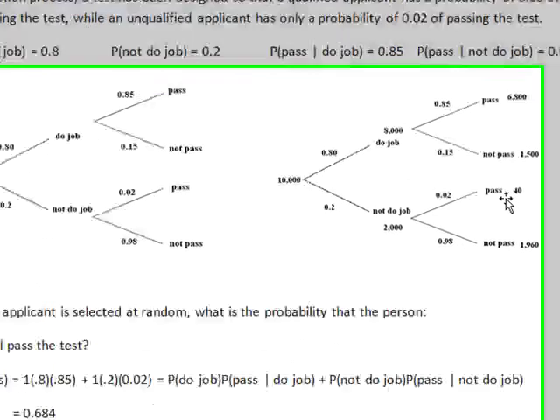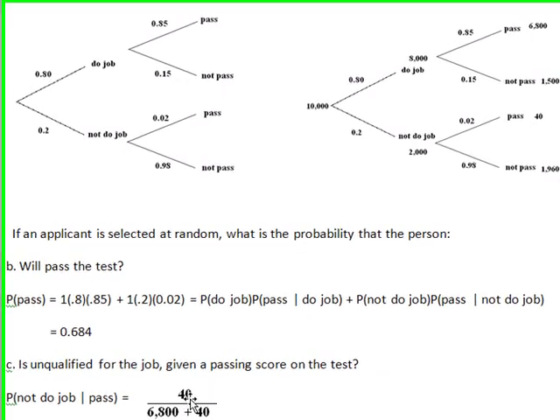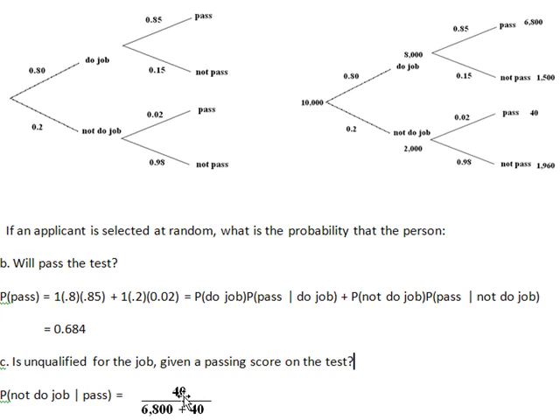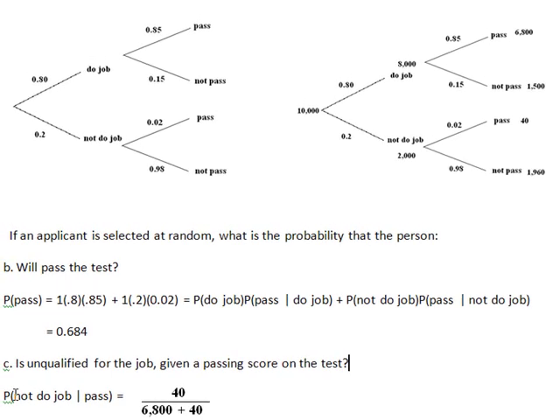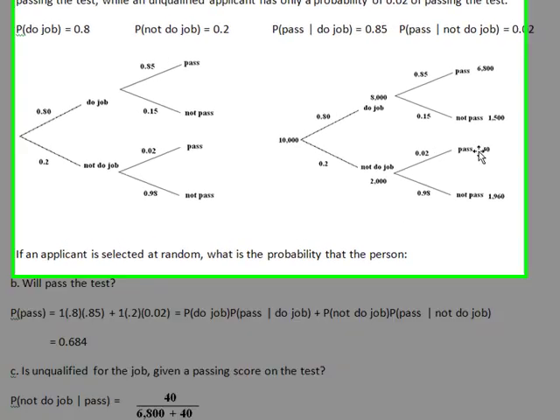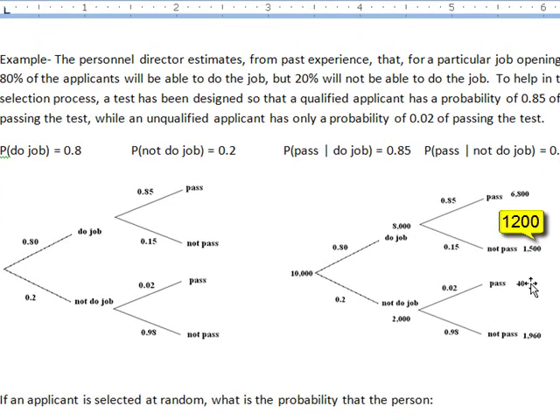Well, if that's all this is, then here's the result. 40 of the people will be in this category out of the 6,800 plus the 40. You can see from the counts how easy it is to come up with that calculation. The pass is the whole, so there's the 6,800, here's the 40. The bottom is always the whole, the sample space. The top is what you want to happen, and what you want to happen is not do job. And it turns out 40 people pass the test, but still are not able to do the job.